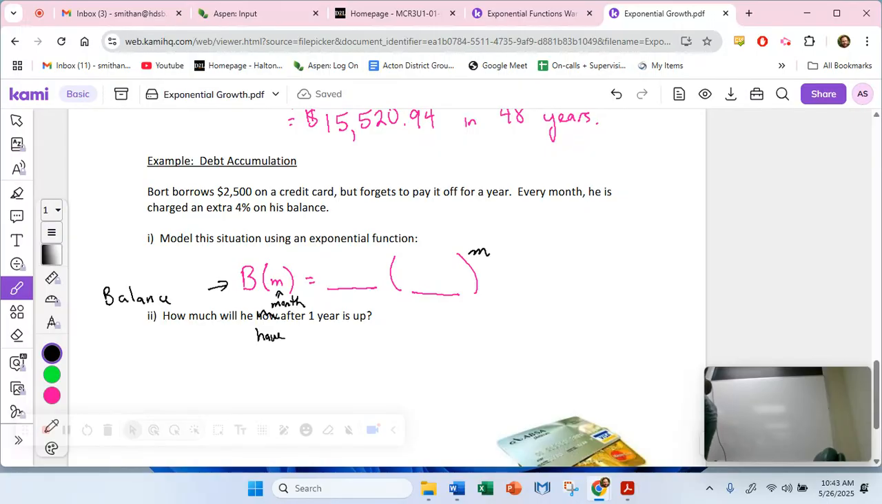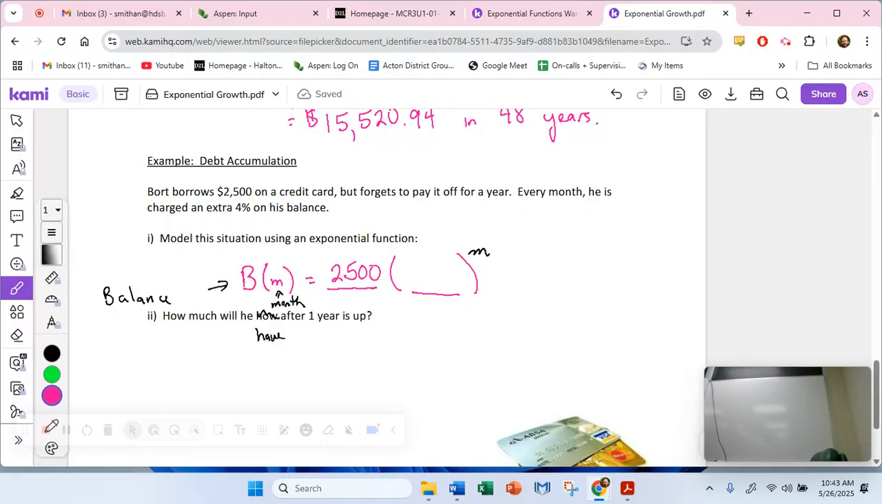All right, guys. So in all seriousness, my anticipation is that most of you probably didn't know what to do for the base. The initial value here, 2,500, is clear enough. But if you thought the base was 4, well, the base is not 4. 4 means multiply by 4 or quadruple. And it wouldn't make sense for Bort's debt to go from $2,500 to $10,000 in a month. It's not 4.